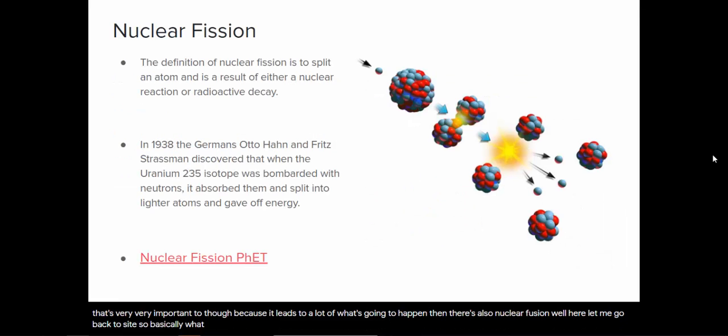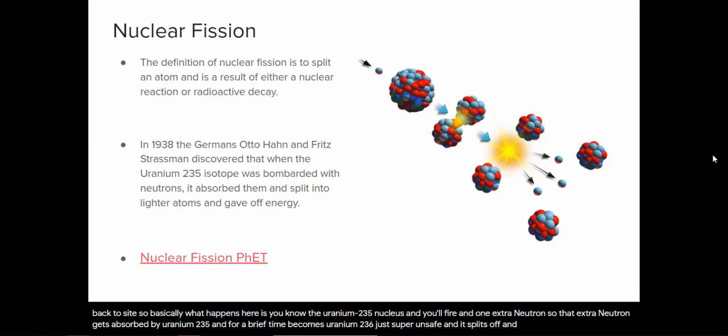So basically what happens here is you have the uranium-235 nucleus, and you fire in one extra neutron. That extra neutron gets absorbed by uranium-235, and for a brief time it becomes uranium-236, which is super unstable. And it splits off, and I think, if I remember correctly, krypton and barium are the two daughter nuclei. And then it splits, but it also sends off usually 2 or 3 more neutrons.